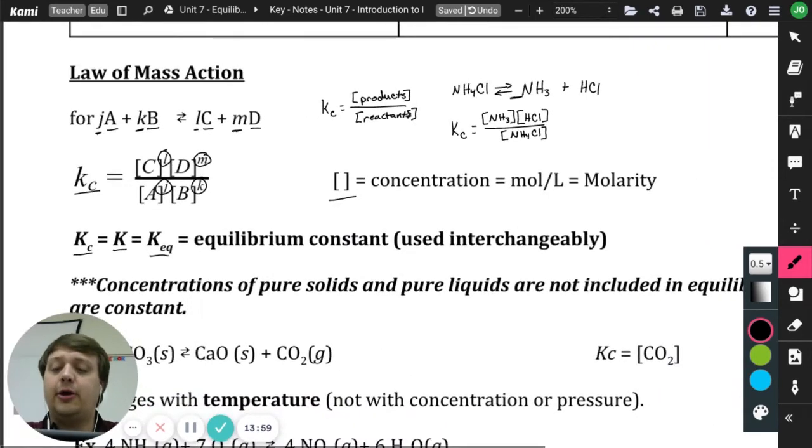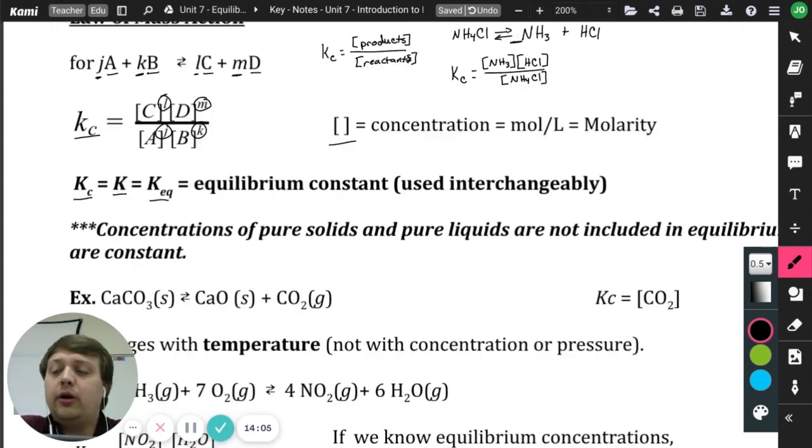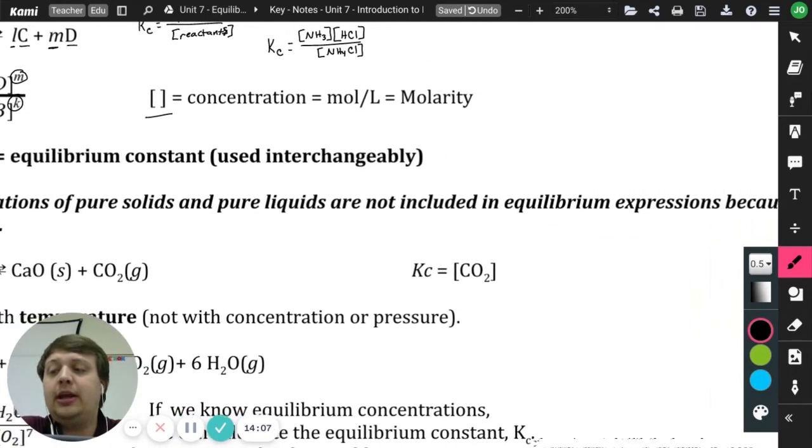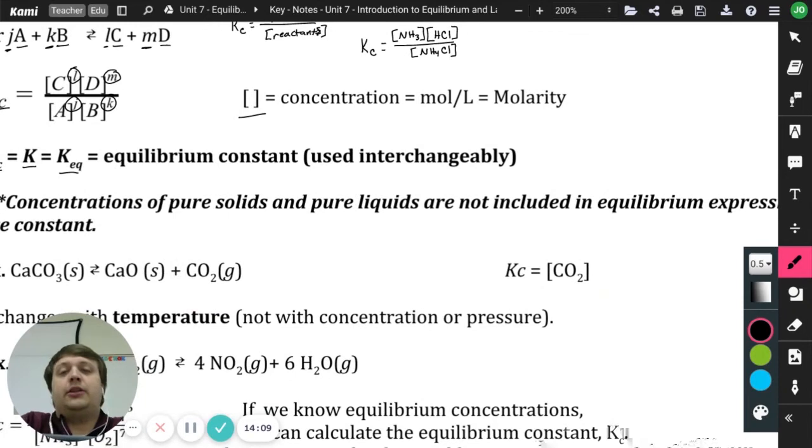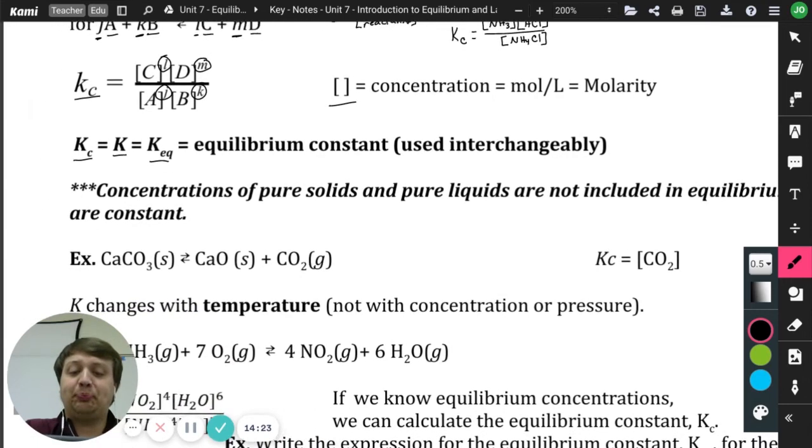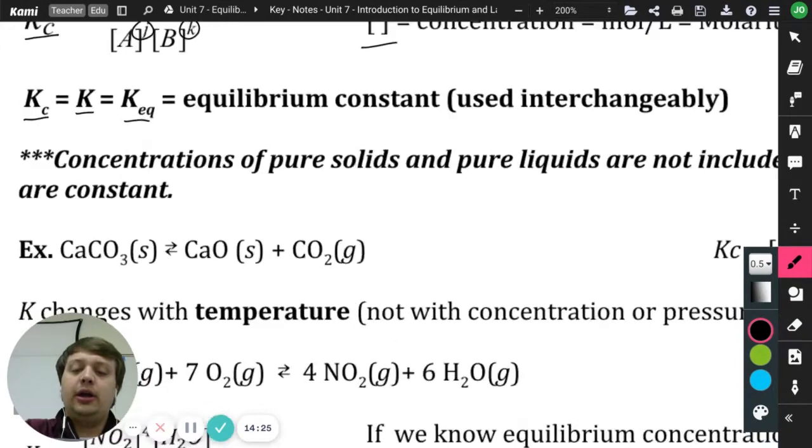Now, here's something to note. If I'm talking about the concentrations of a pure solid or pure liquid, we're not going to include them in equilibrium expressions. The reason is because they maintain consistency; they're going to stay constant. So when we look at a solid or a liquid, we just completely ignore those in terms of our Kc equation.